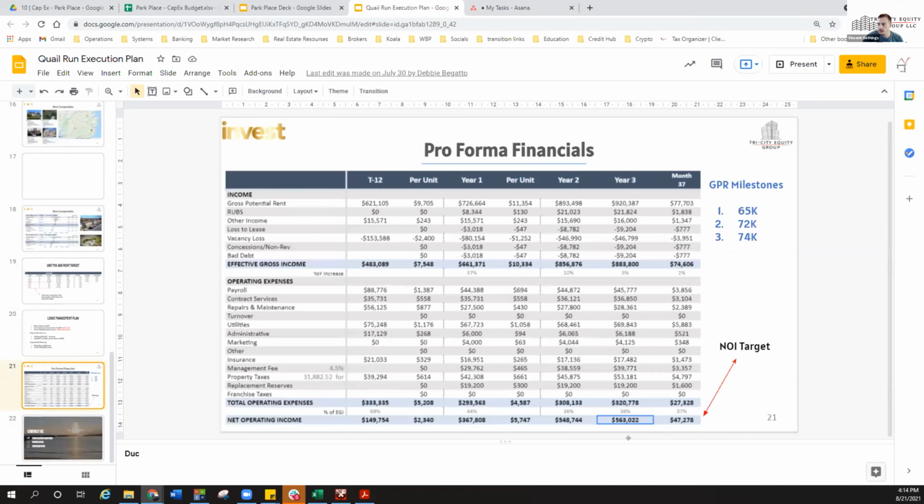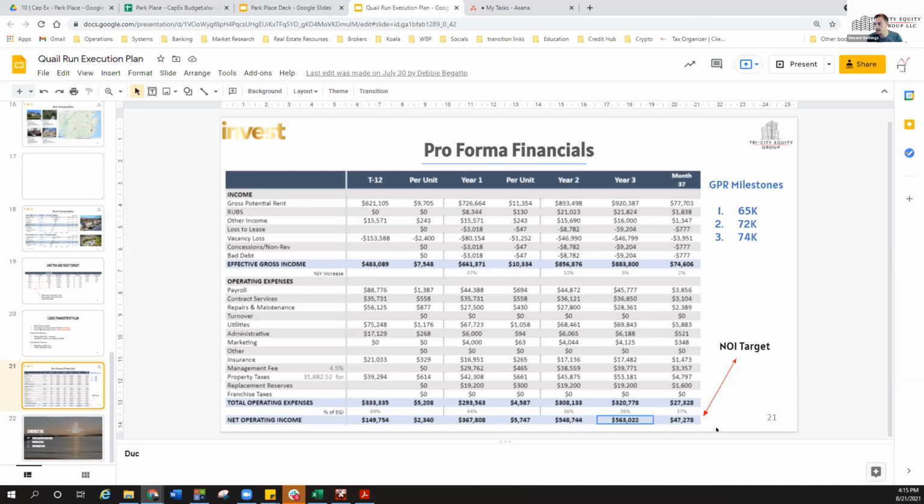Here's the pro forma, and then you give them their expectation. So I want a $47,000 a month NOI. That's my target. They know what we're going for. We're all rowing in the same direction. Here's the plan. Here's how we're going to get there.